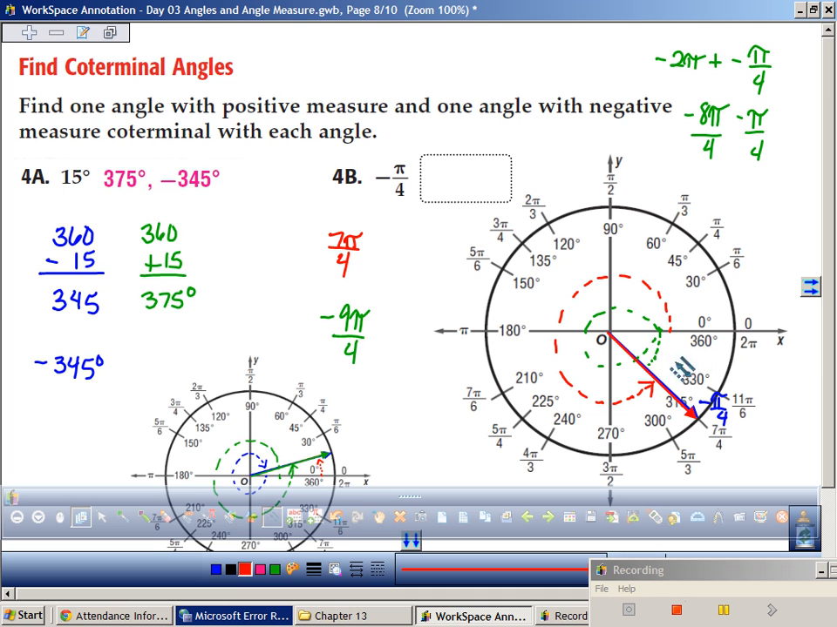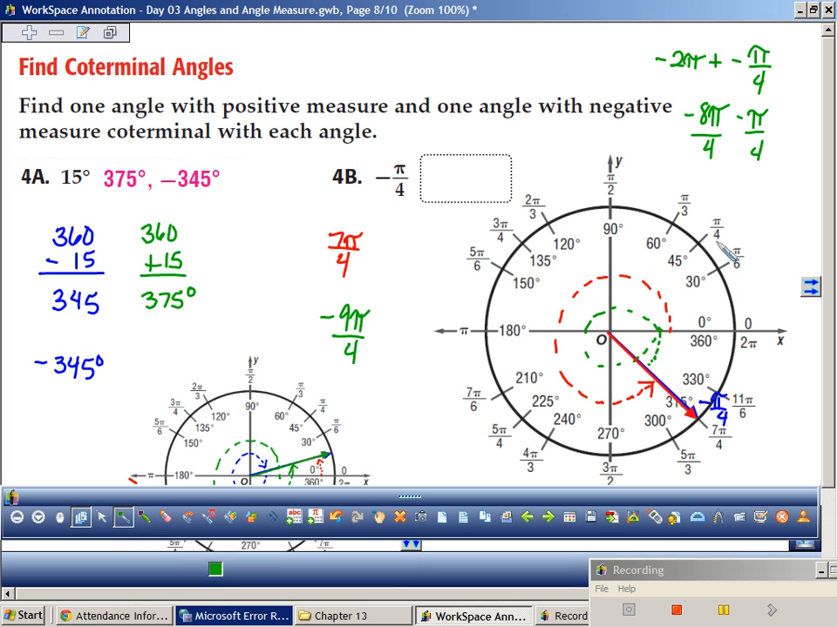If I told you, pretend like it was degrees. How far would we be going if I went this far? From 360 to 3, what is that? 315. How far did I go? That's 45 degrees.